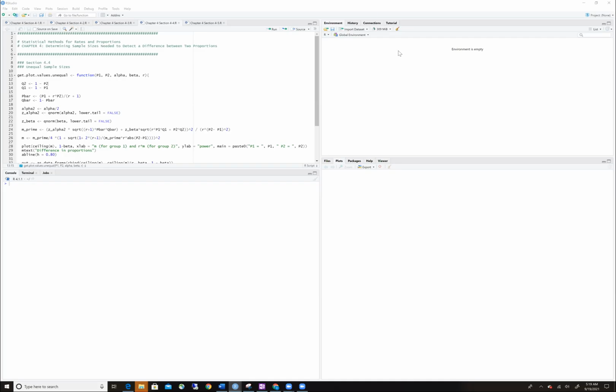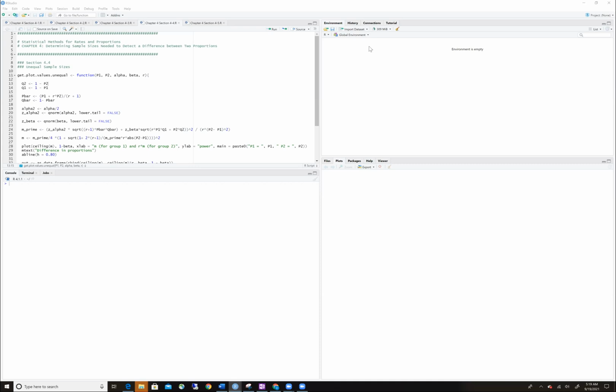Hello, everyone. We're working on statistical methods for rates and proportions, Chapter 4, Section 4.4. We're going to discuss using unequal sample sizes. So just like in the case where we had equal sample sizes and we created a function to plot the sample size requirement and the power, we're going to do a similar thing, but we're now in the case where we have unequal sample sizes.